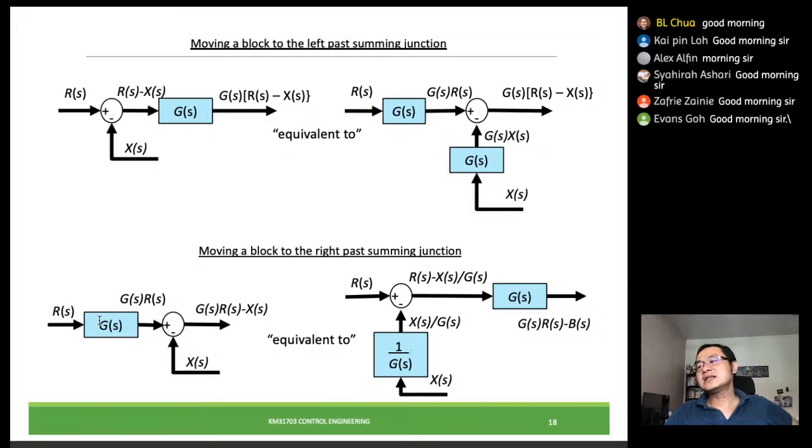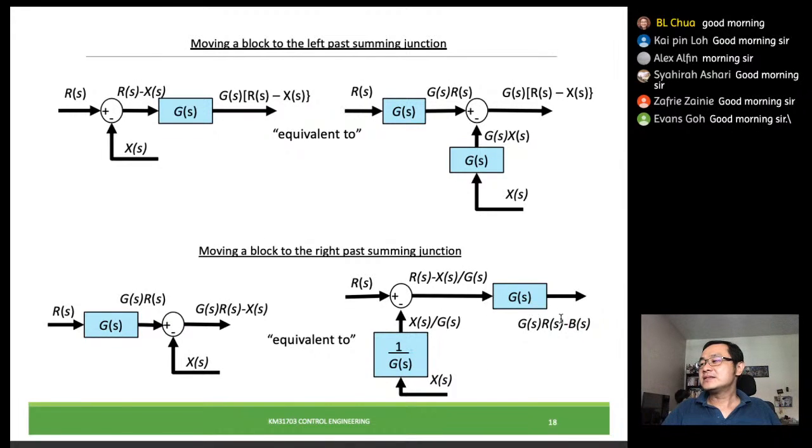So how we would see it happen is that this r, going through the g transfer function, gives us gr. Then going through the summing junction, we will have gr minus x as the output. Our intention is to maintain such that after we move this block, our output is still gr minus, sorry, this should be x. So we should still maintain gr minus x. This is our intention.